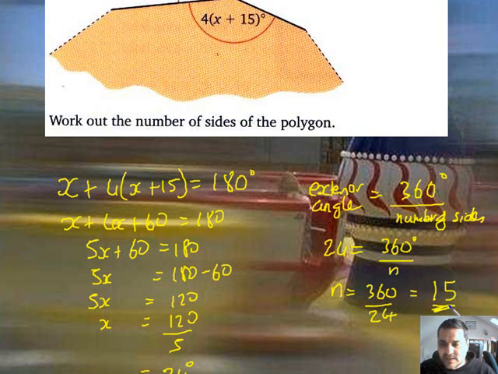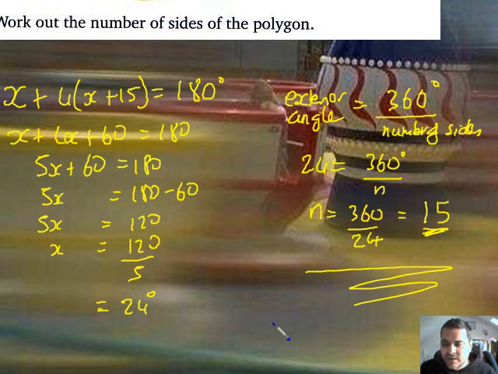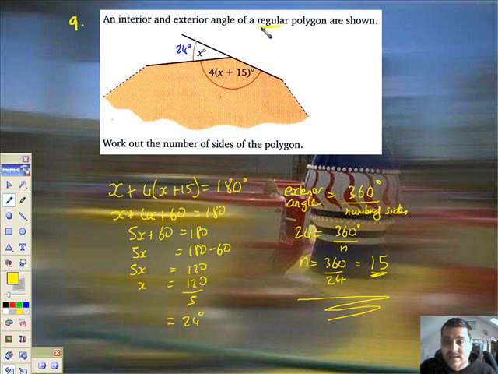If you end up with a crazy number, you can't have a bit of a side. You either have 14 sides, 15 sides, 16 sides. You can't have 14.3 sides. So if you've got a whole number, you've probably got it right. This is a 15-sided shape. Don't know what it's called, but it's a polygon with 15 sides, and it's regular. Alright, that's question 9 done.